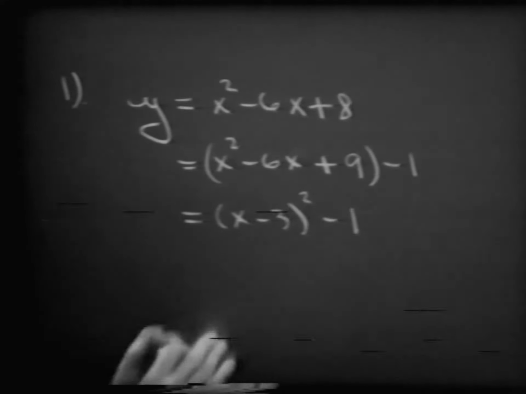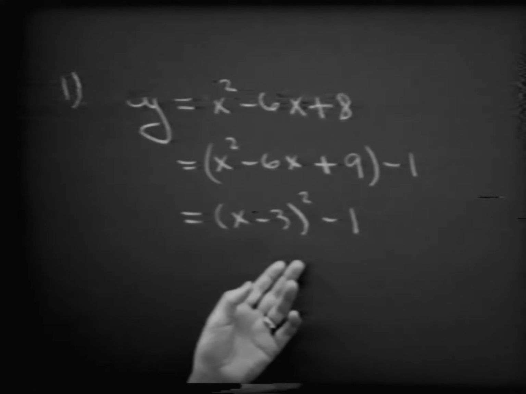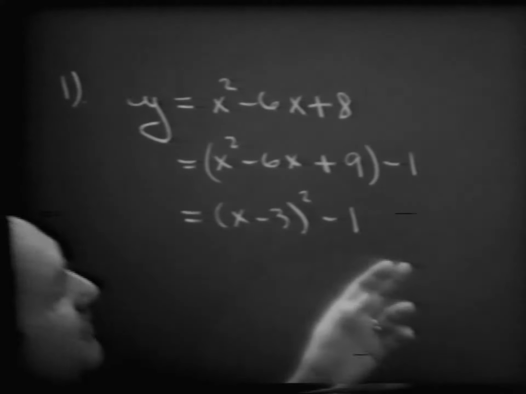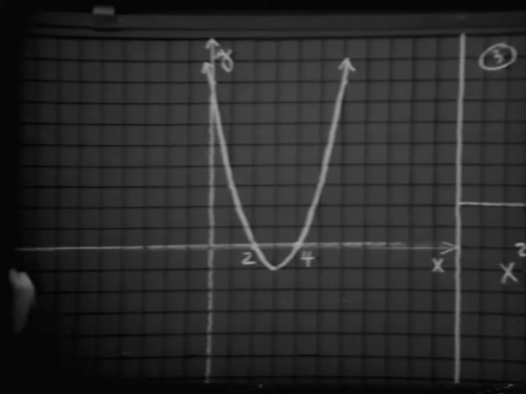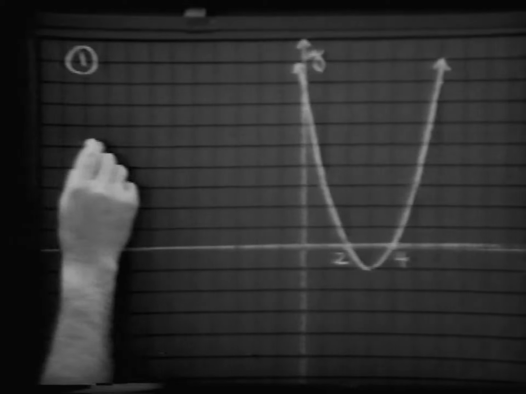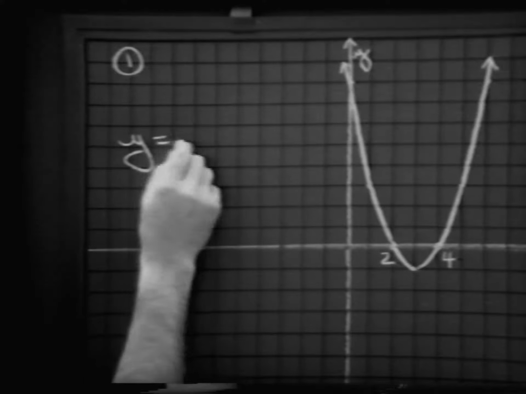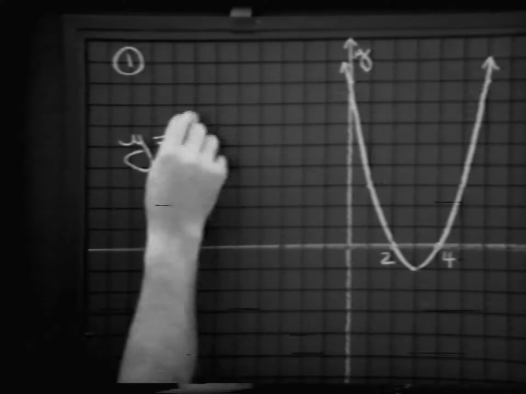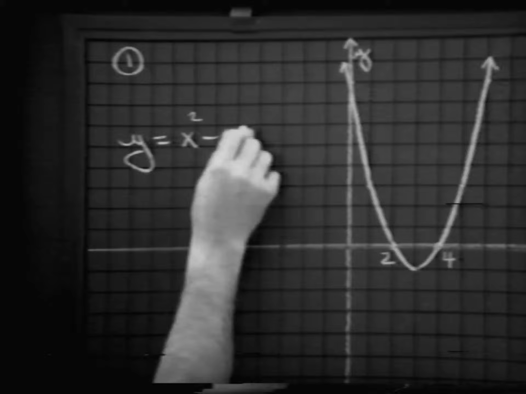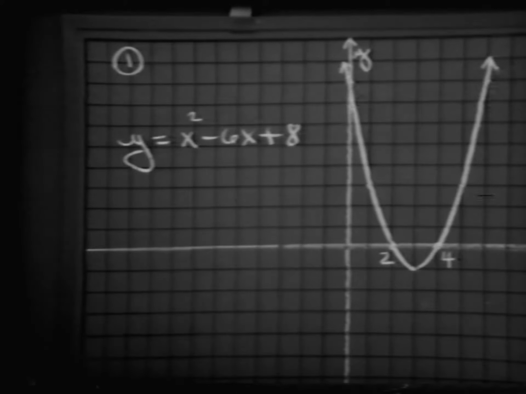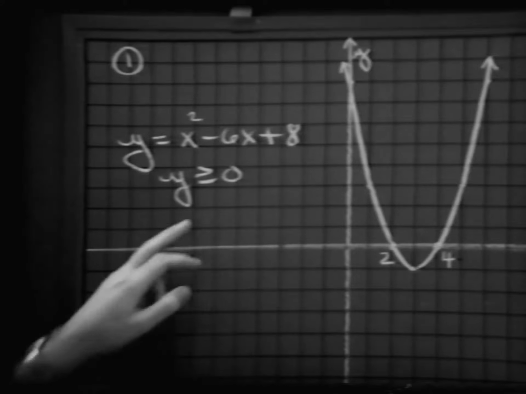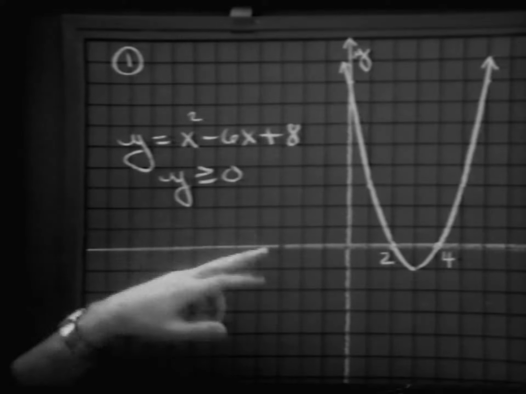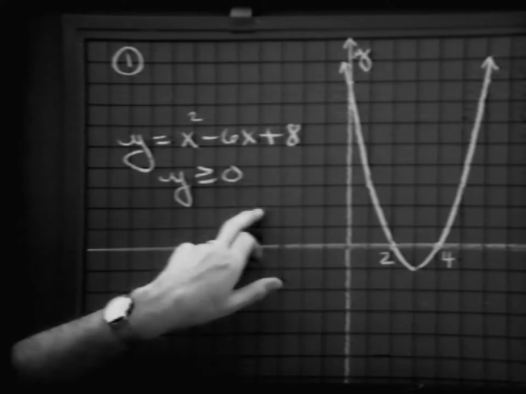And you look at that and you say, well, it's very easy for me to make its graph. So let's turn over here to a coordinate axis, and I've already made this graph as you see it right here. Y is equal to x squared minus 6x plus 8. Now, the question that we would like to ask ourselves is, what values do we have on our graph for which y is greater than or equal to 0?